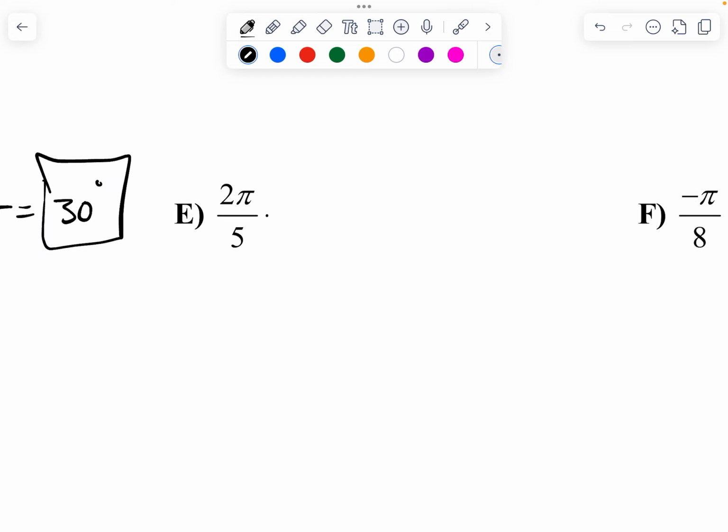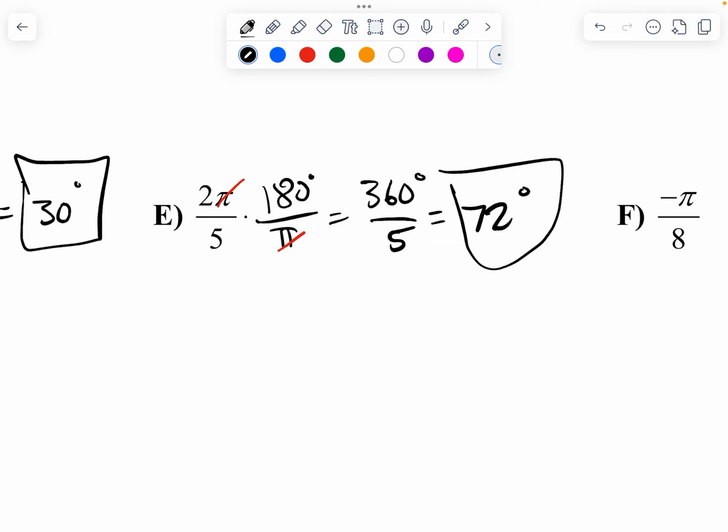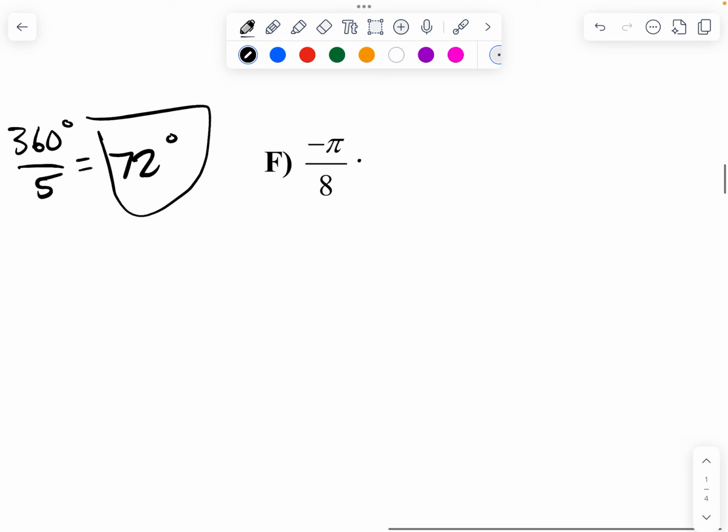Same thing. There's no degree symbol, which means this is a radian value. Times pi on the bottom. Those cancel. 360 degrees over 5. Or in other words, that is 72 degrees. Finished, right? There's not a lot here. It's really just a matter of making sure you recognize what you're staring at, right? And you're good to go.